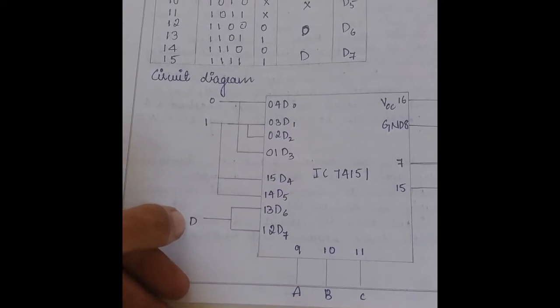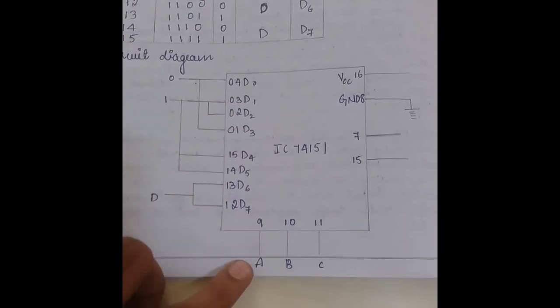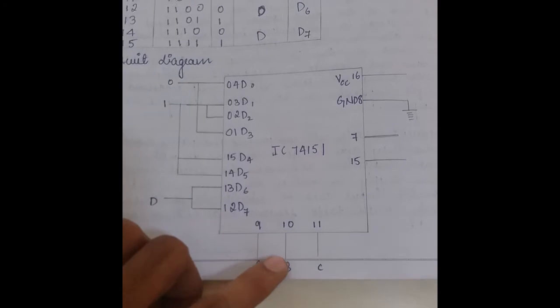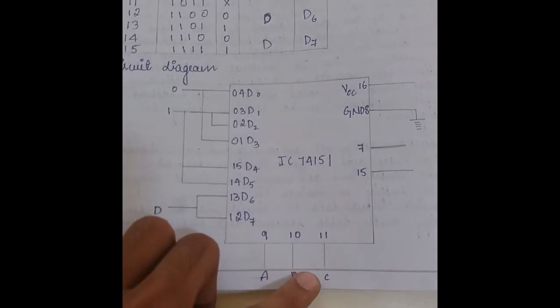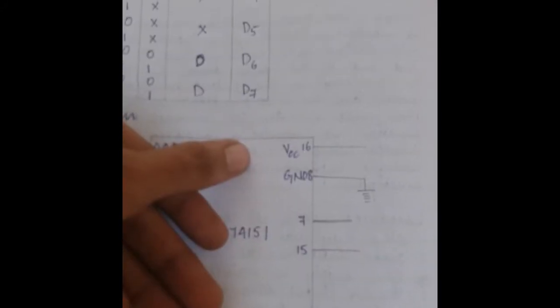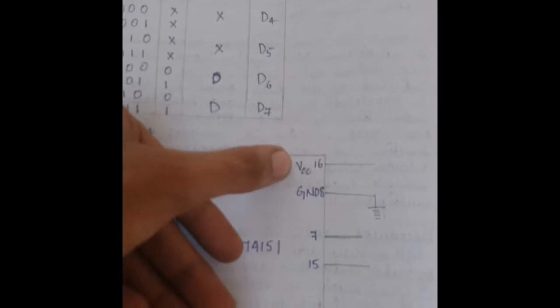Next I am shorting pin number 13 with pin number 12, and I will take it as D, the fourth input. Pin number 9 is the first input, which is A, pin number 10 is the second input, which is B, and pin number 11 is the third input, which is C. Pin number 8 is for ground, pin number 16 is given to VCC, and I am taking the output at pin number 5.